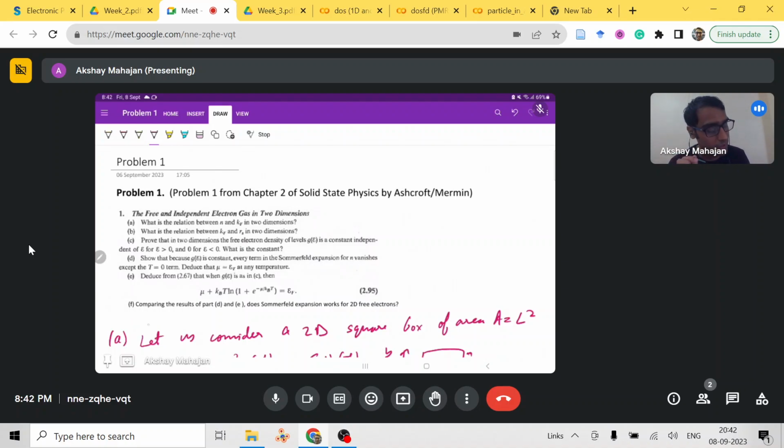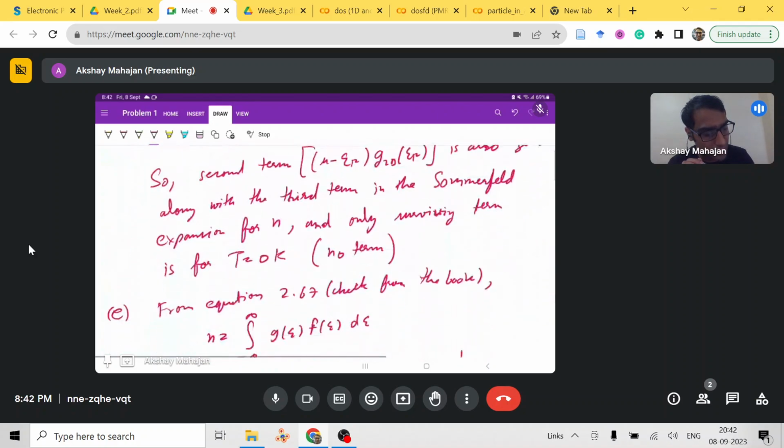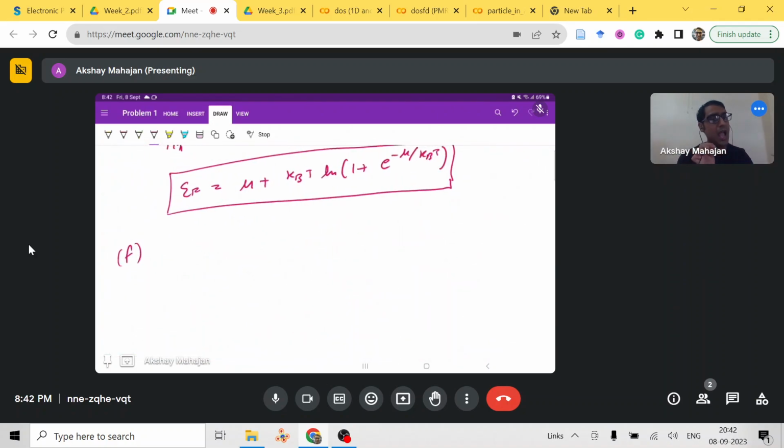So now in F part we are just asking this, the comparison of part B and D: does the Sommerfeld explanation work for 2D free electrons? And we can see that it doesn't work. In the lecture notes as well, you have checked it using the Python code, and here we have analytically solved it and seen that yes, it doesn't work. So the model doesn't work for this.